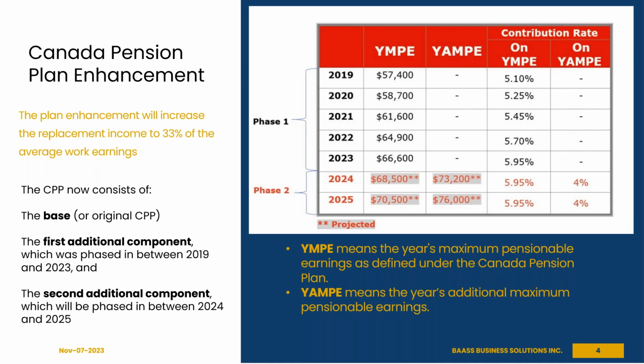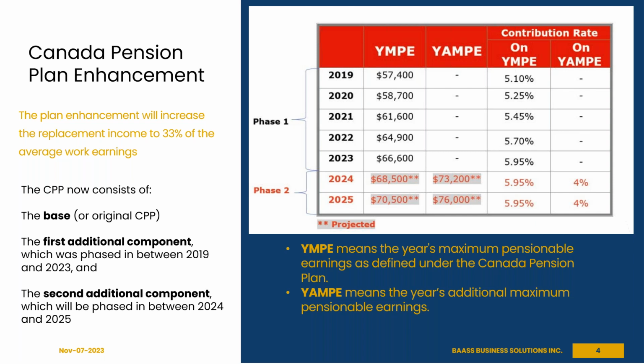CPP now consists of the original CPP plus two additional components. This is the Canada Pension Plan Enhancement. The plan enhancement will increase the replacement income from 25% to 33% of the average work earnings. The two components were phased in starting in 2019 and phase two starting in 2024.